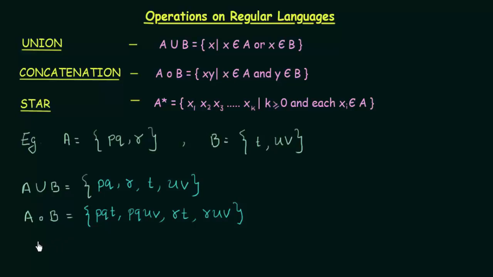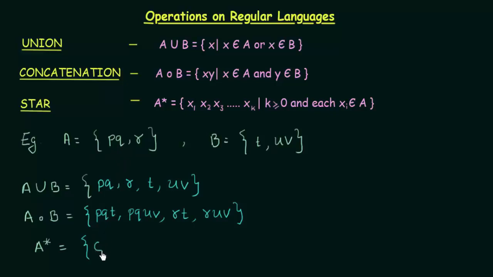And coming to the last one, which is the star operation, A star. So what is A star? As I told you, in the star operation there is only one set involved. So A star means I can take as many symbols from that set and join them together in any way I like. So in A star, what are the elements that I can have?